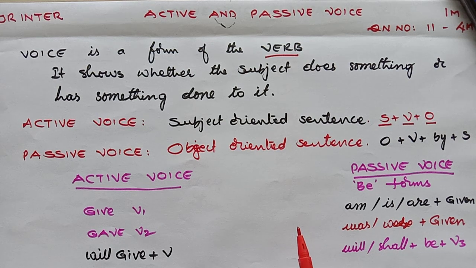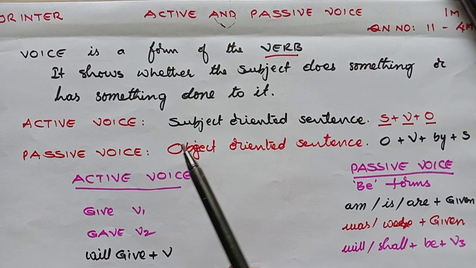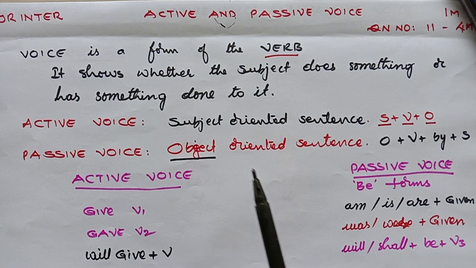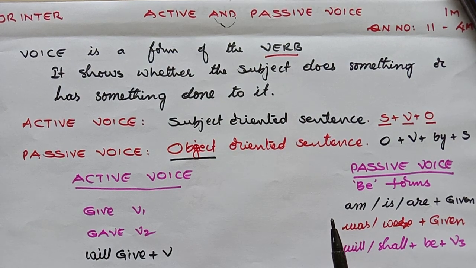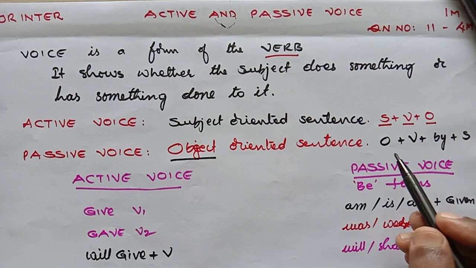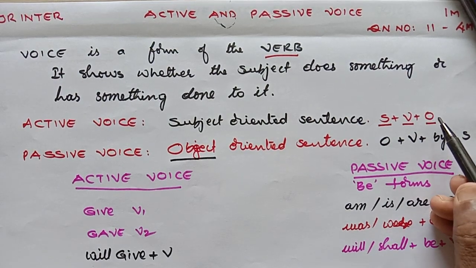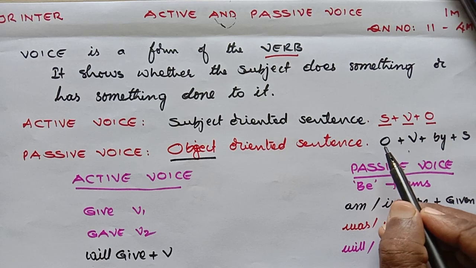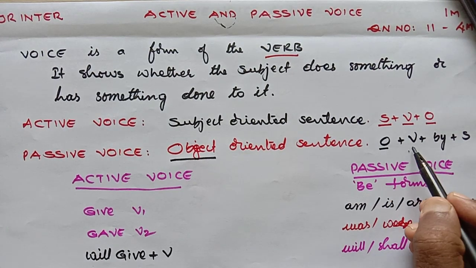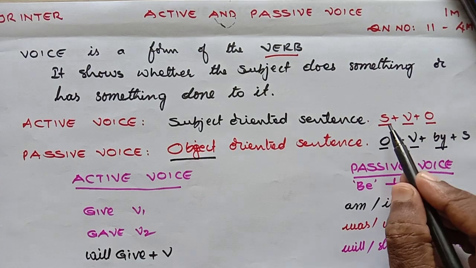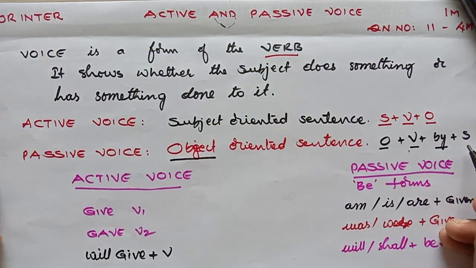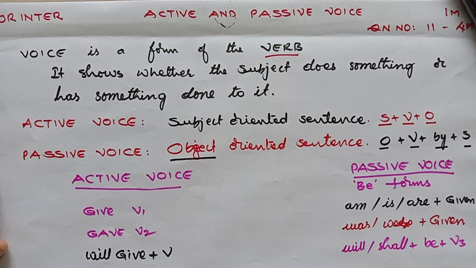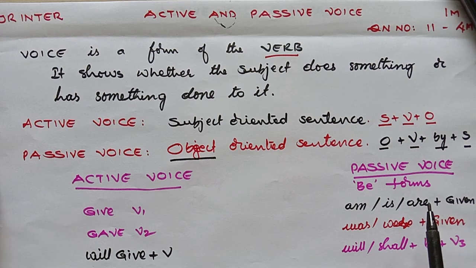Now, passive voice sentences are object oriented sentences. These object oriented sentences will take the object of the active voice, and it becomes the object first here. Then verb, then by, then the subject of the active voice sentence. Did you understand?